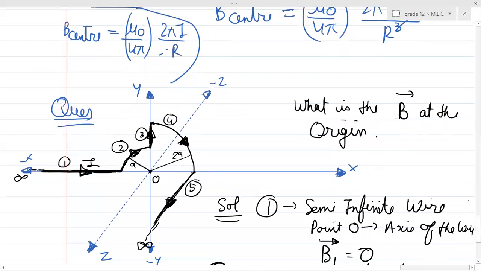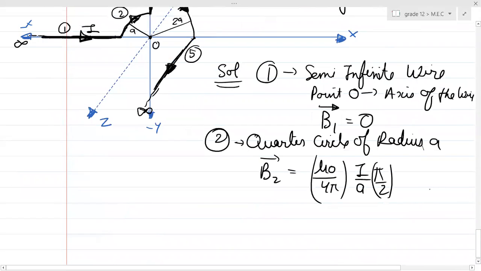Can you see your thumb is pointing towards the negative? Can you see it is pointing inside, the negative Z, right? Yes, sir. So hence, if it is negative Z, you'll write minus K cap.